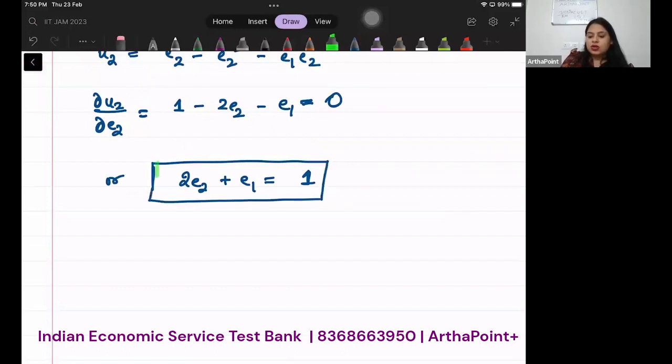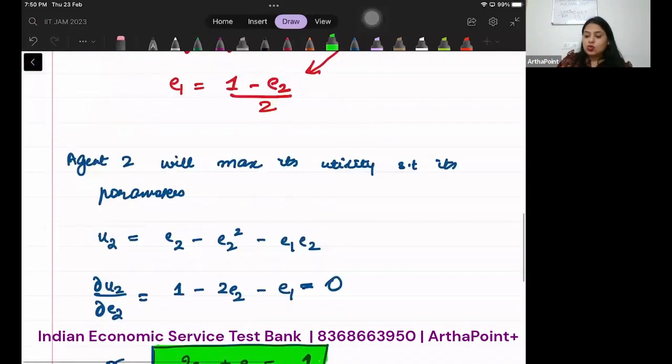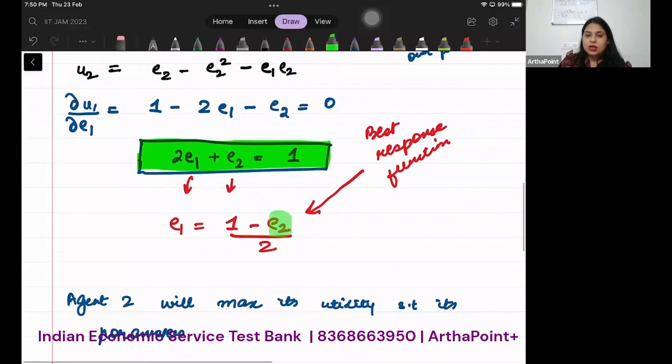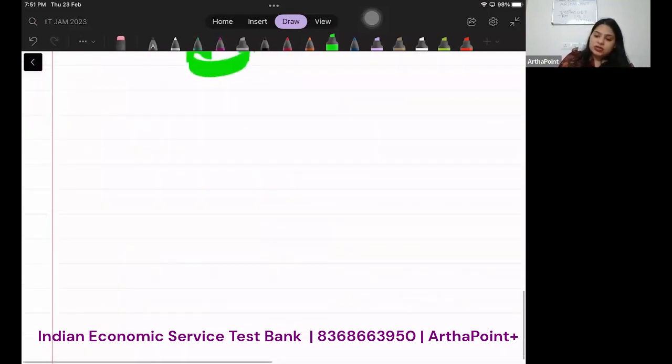This is called the best response function of agent 2. So we have found the best response functions of agent 1 and agent 2. What is a best response? If you tell me how much effort agent 2 will put in, then I can tell how much agent 1 will put in. And if you tell me how much effort agent 1 will put in, then I can tell what agent 2 will do. Now let's plot these two best response functions.